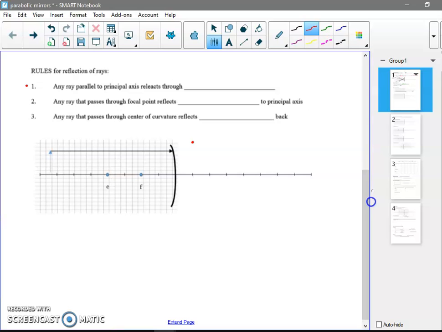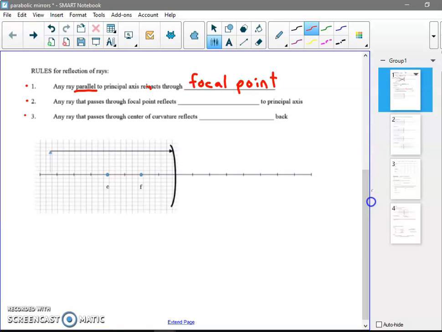Okay, so you got 3 rules to draw 3 different reflected rays. When you go to do problems to figure out the image, you only need to use 2 of those. 2 are enough, but it's nice to have 3 depending on the situation. Okay, so one we've already talked about indirectly. Any ray parallel to the principal axis. So this line here is the principal axis. Generally, we center a mirror on that. It doesn't have to be, but it's just convenient. Okay, any ray coming in parallel must reflect through the focal point.